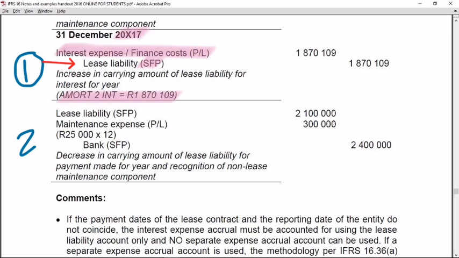IFRS 16 requires as a second step to now reduce the lease liability with the amount of the payment. So the lease liability is debited. Bank is again credited with the full payment, but remember that you have to account for the maintenance expense. The maintenance expense is accounted for separately as an expense through profit or loss because it's a non-lease component. It was not used to calculate the present value of the lease liability.